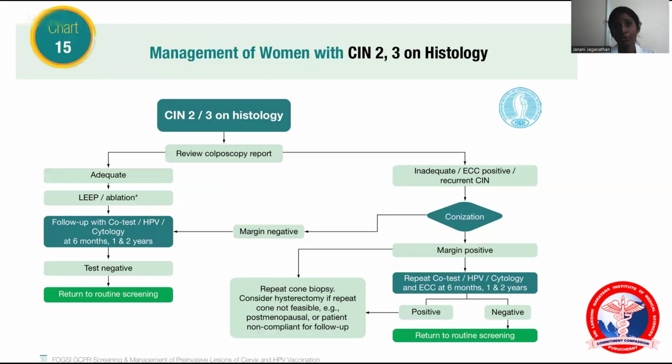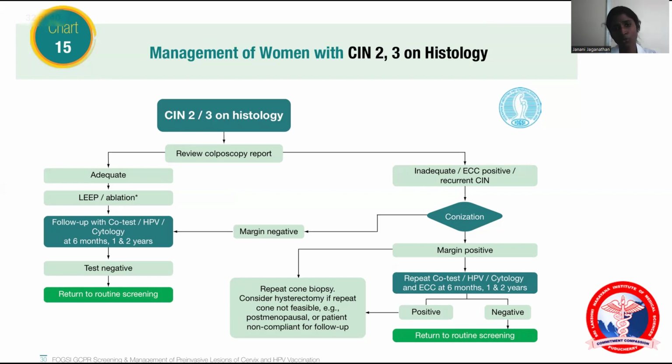Moving on to the next scenario, management of women with CIN2 and CIN3 on histology, review the colposcopy report. If it is adequate, consider performing LEEP or an ablative procedure. Follow with HPV co-testing and cytology at 6 months, 1 year and 2 years. If the test is negative, return to routine screening.